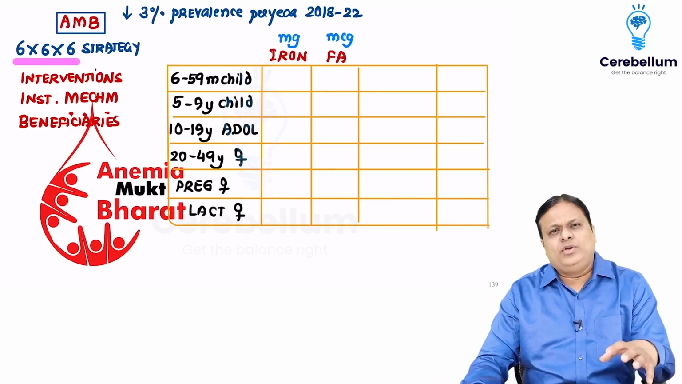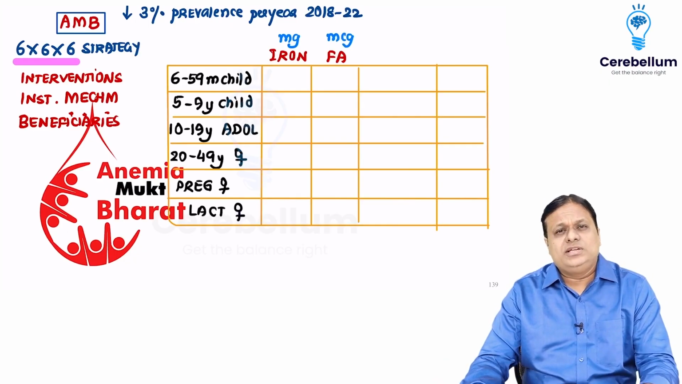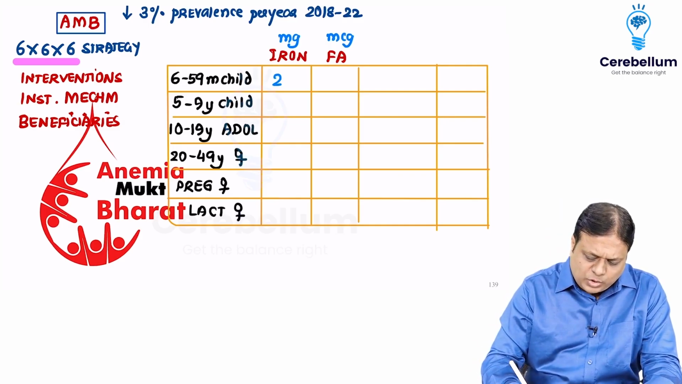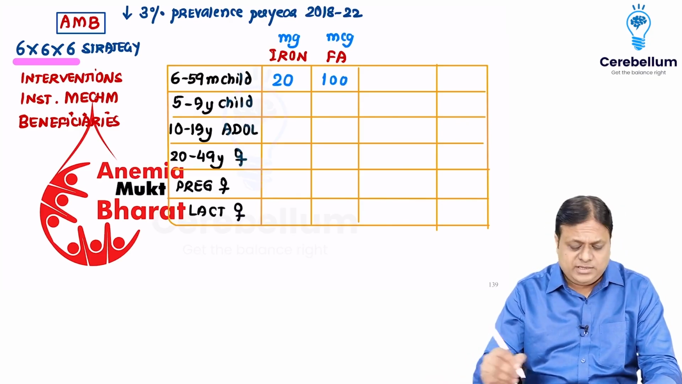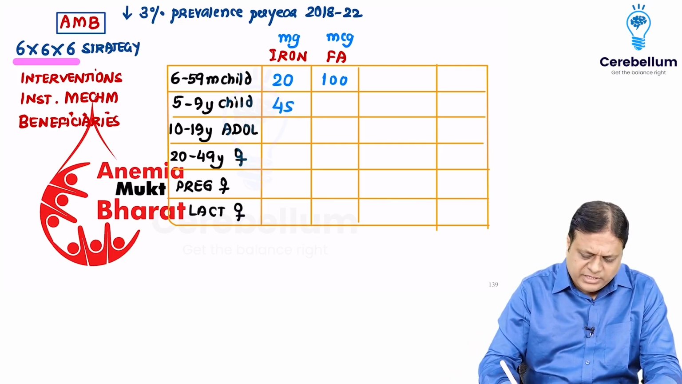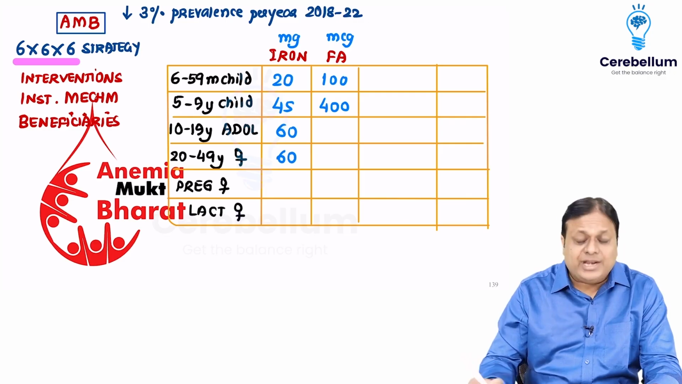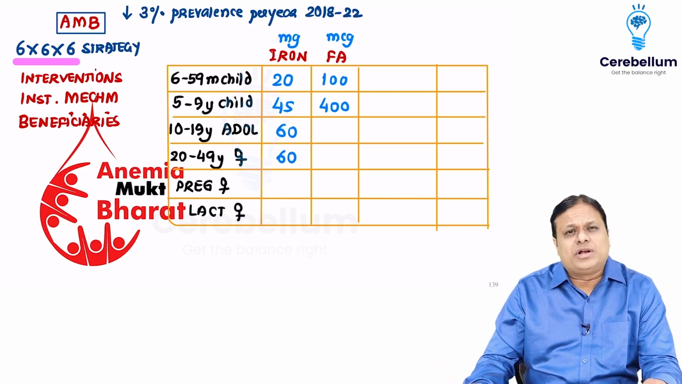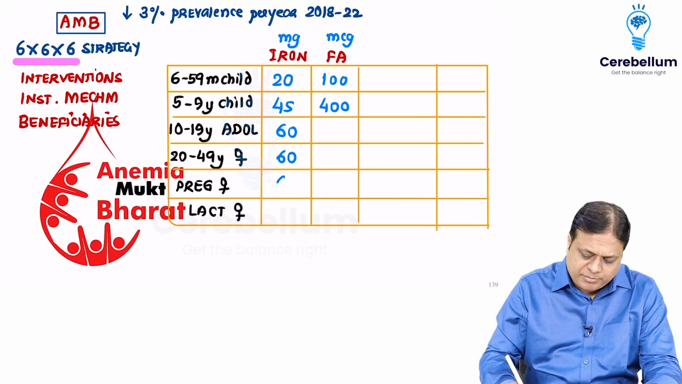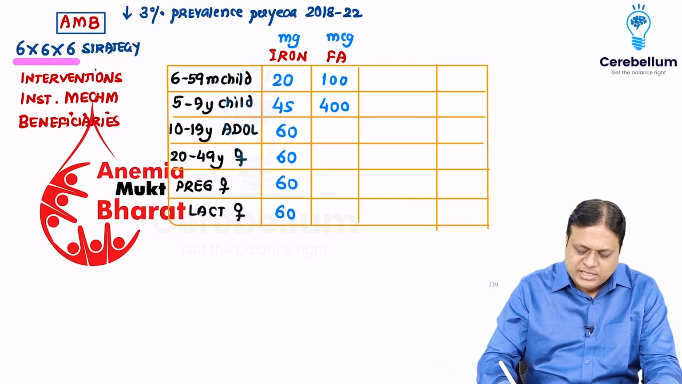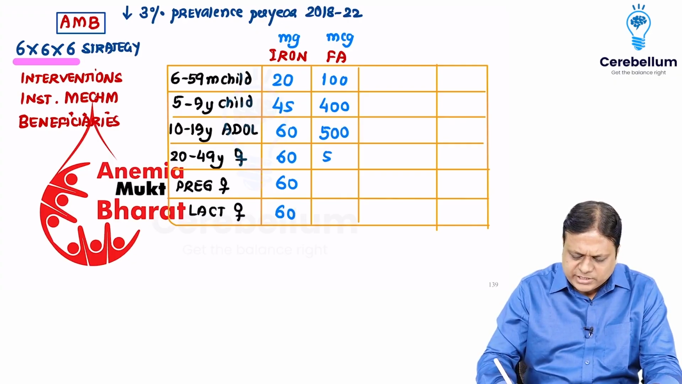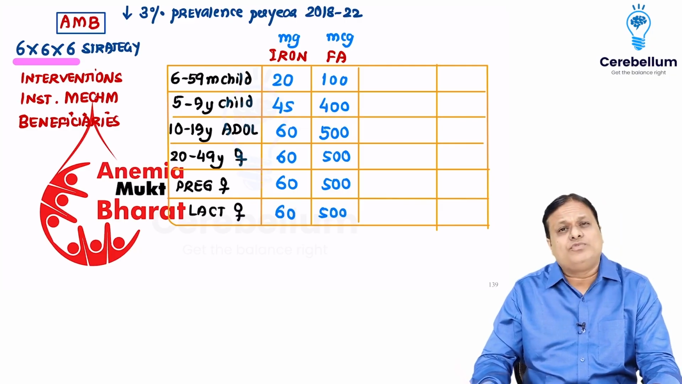Let's look at that. When we look at iron folic acid composition, children below 5 years are given 20 milligram elemental iron, 100 microgram folic acid. 5 to 9-year-old children 45 milligram elemental iron and 400 microgram of folic acid. All other 4 groups, 10 to 19-year adolescents, reproductive age group 20 to 49 females, pregnant females, lactating females, get same iron and folic acid content. 60 milligram elemental iron, 500 microgram of folic acid.